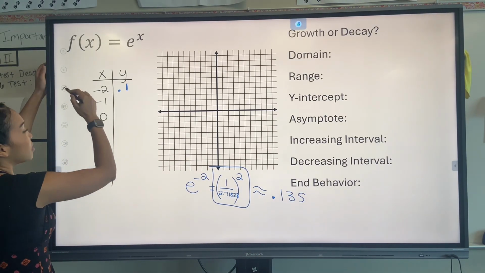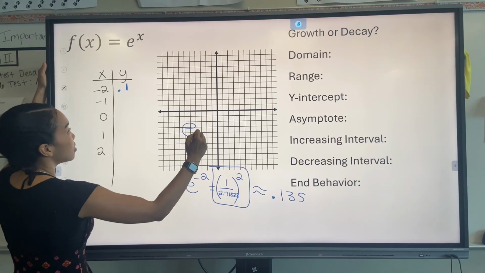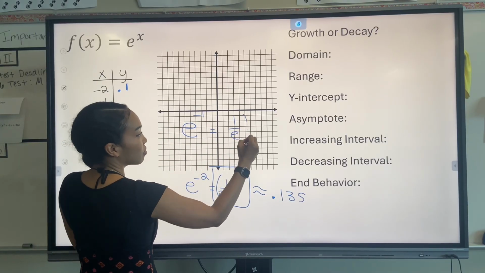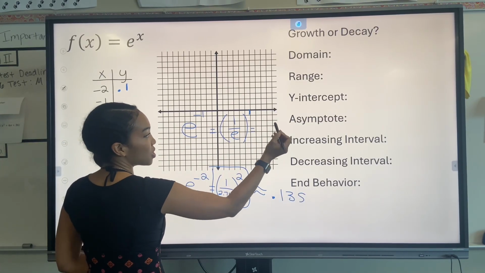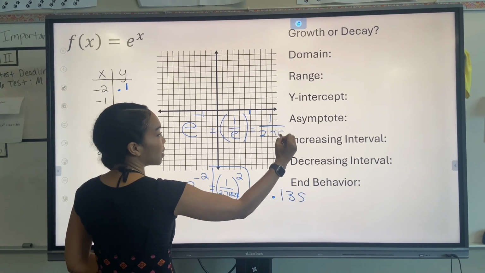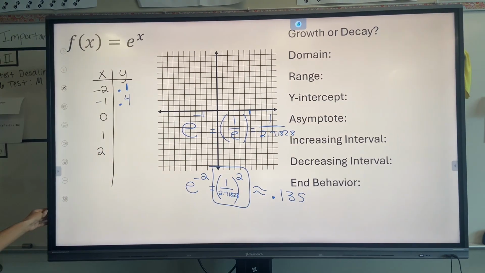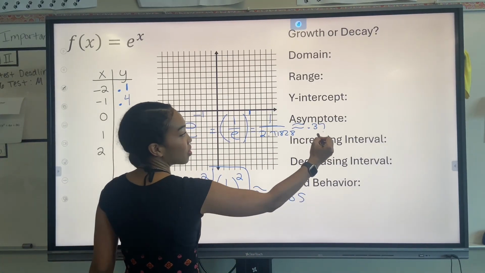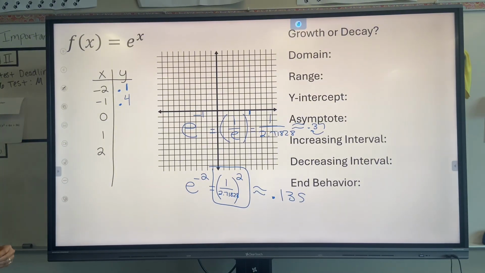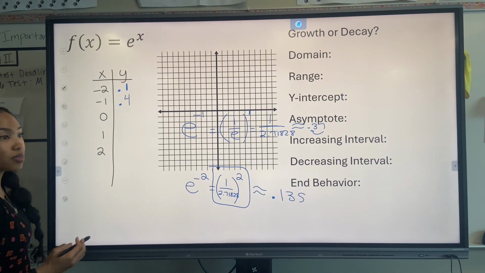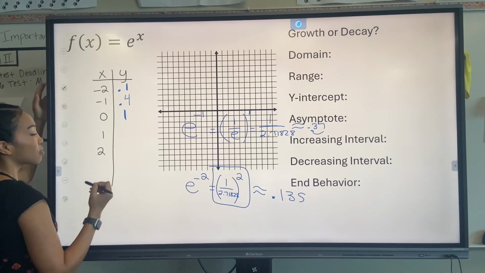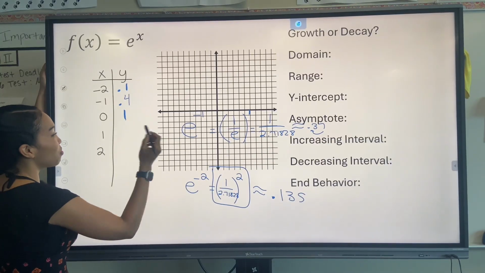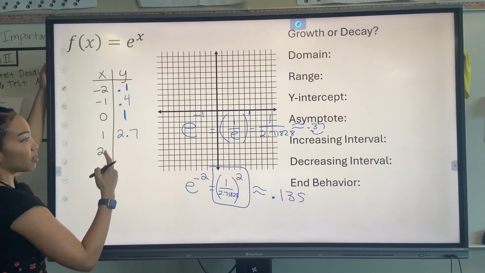Okay, the next one, same process. We're going to do e to the power of -1. Since your exponent is negative, you're going to flip it, and now your exponent is positive. So just type in 1 over 2.71828, and let me know what you get. So you said you got approximately 0.37? Okay, I'll round to 0.4. Okay. What is anything to the power of 0? 1. What's anything to the power of 1? Itself. There we go. So itself would just be 2.7. I'll round it to 2.7.